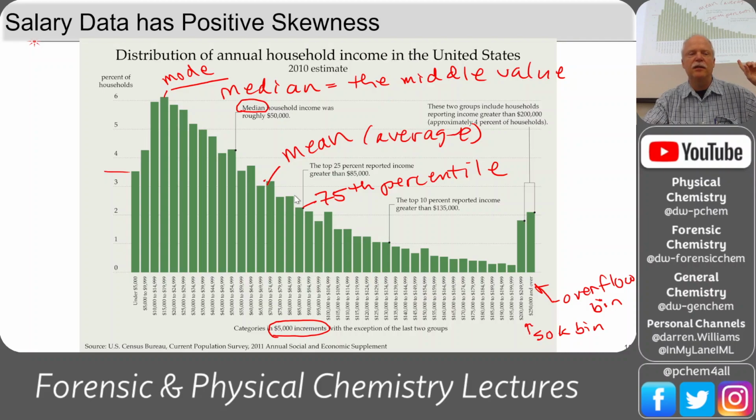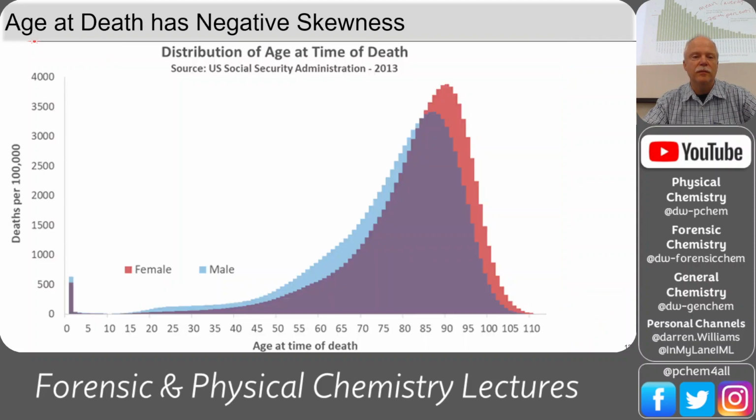Any questions on the histogram? The mode is even better. So that's like the most frequent one. And in this case, the mode is 15,000 to 20,000. That's really, really low. Yeah. Okay, age of death is a negative skew.